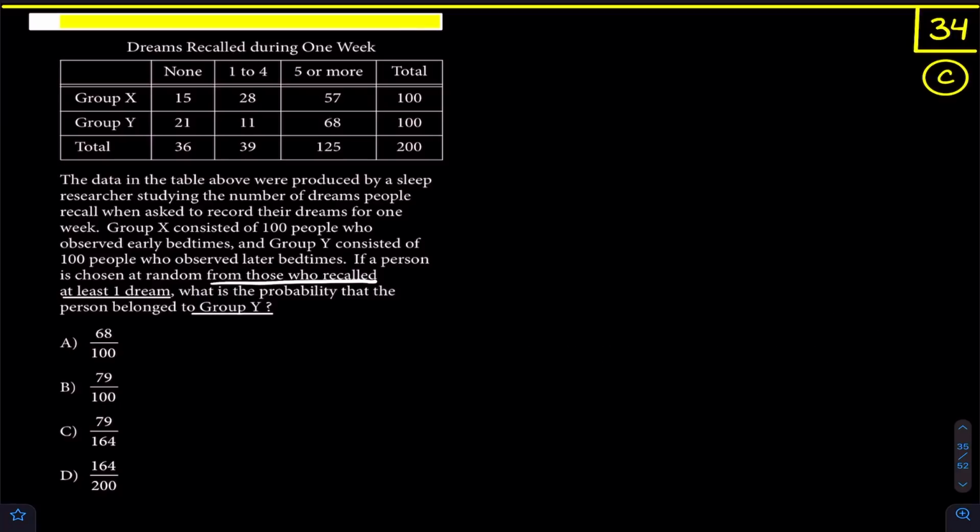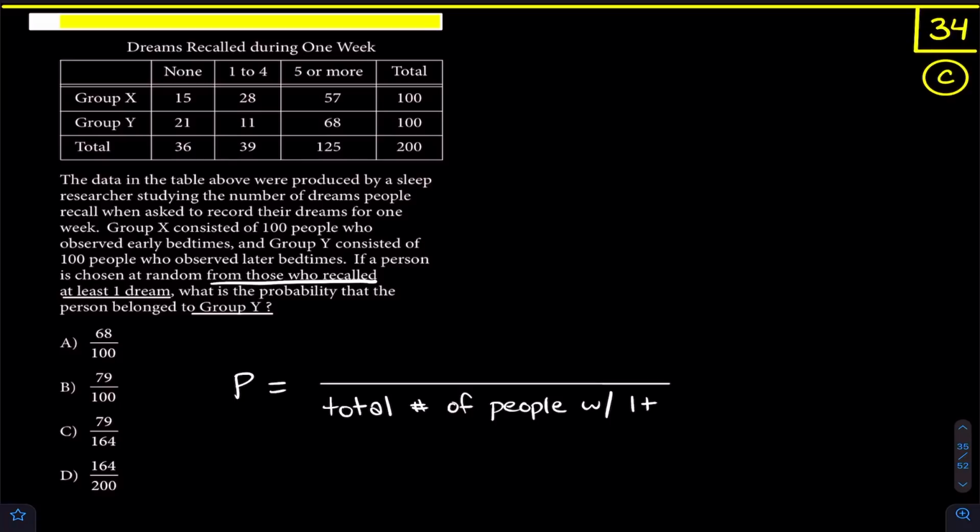So I think it's very easy to get messed up with what this probability is actually going to be. So I think it's best to just write it out. The probability, I'll call that P, is going to be, well, first off, what's the number of people that we're picking out of? We are picking out of the total number of people with one or more dream recalled. That's our denominator because that's the entire number of people that we're picking out of.